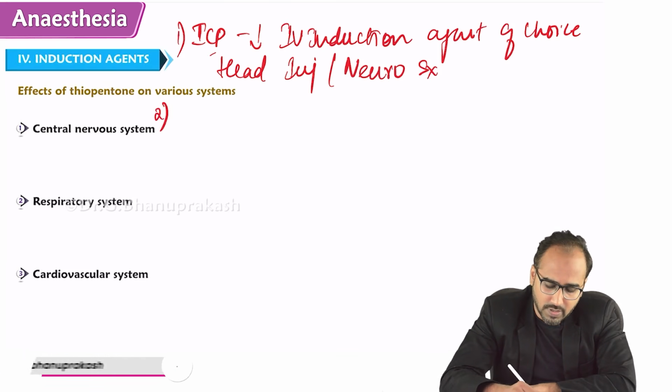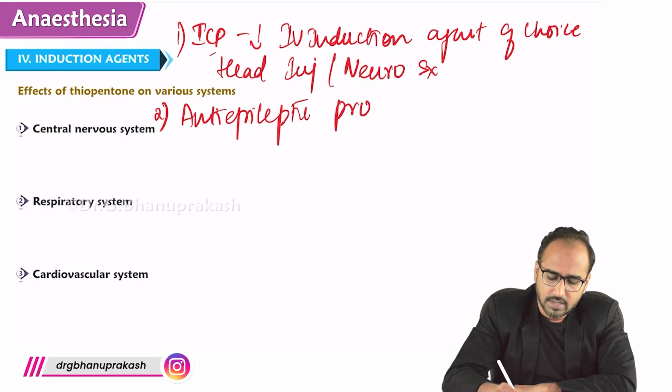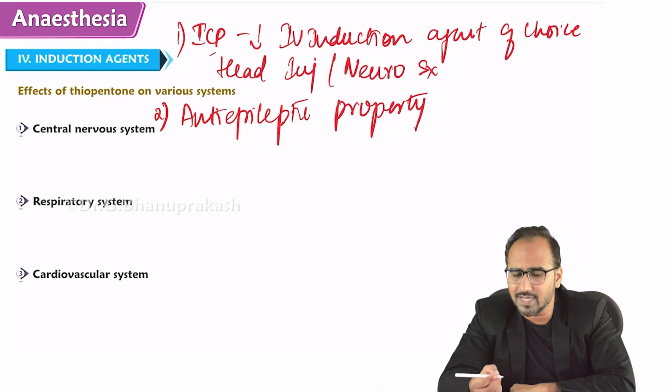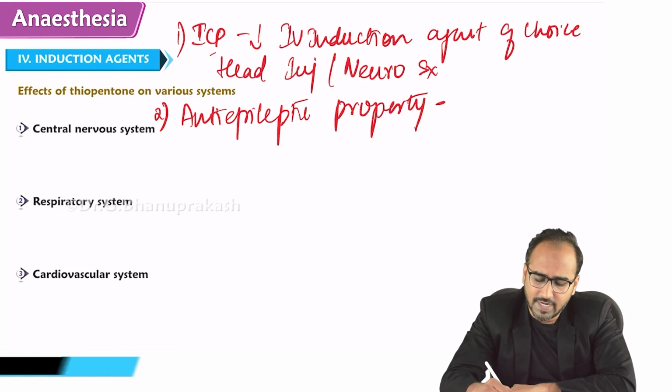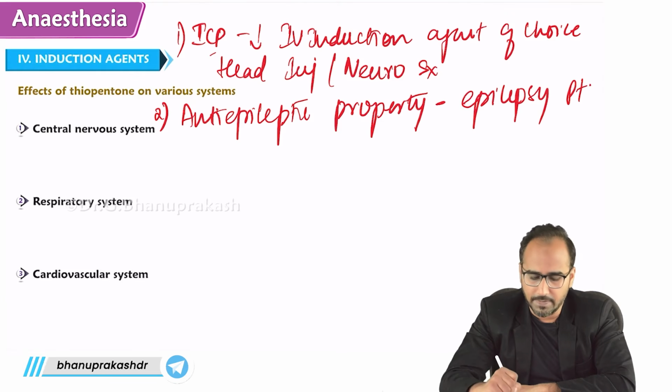So what are the other qualities of sodium thiopentone on CNS? Sodium thiopentone has anti-epileptic property. As it has anti-epileptic property, it can be used as an IV induction agent of choice for epilepsy patients.